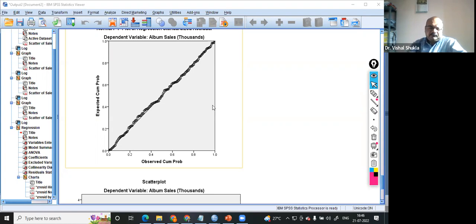I hope it is clear. Yeah, if I play one time, sales increase by 1,000 because album sales is in 1,000 of units. One unit is equal to 1,000. Any query pertaining to regression?